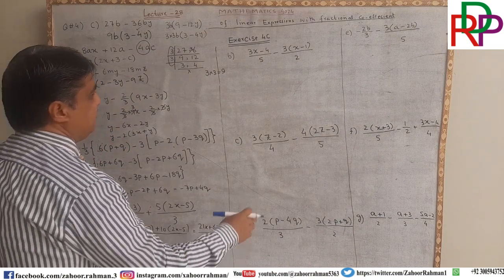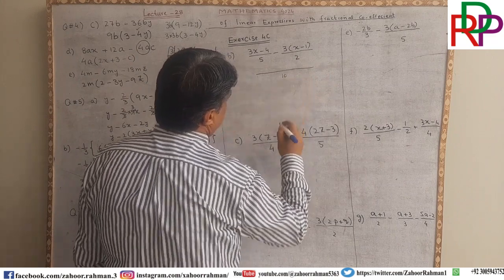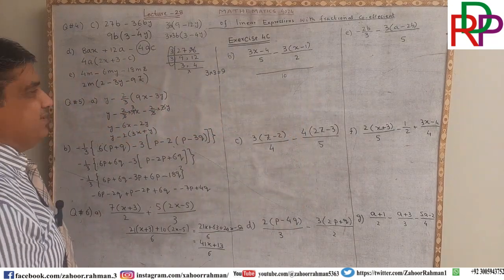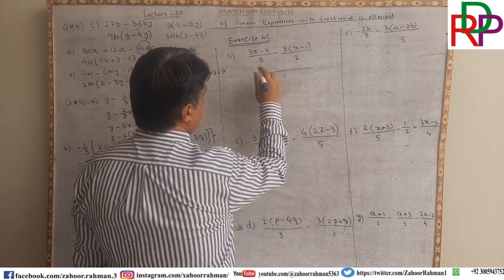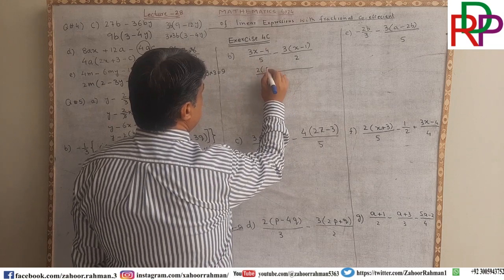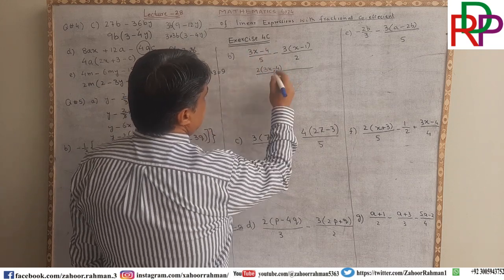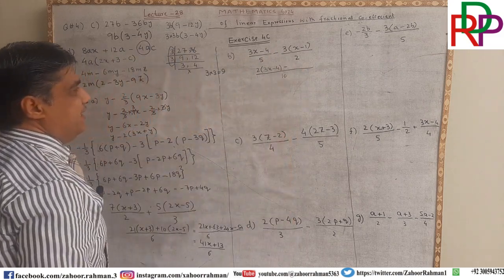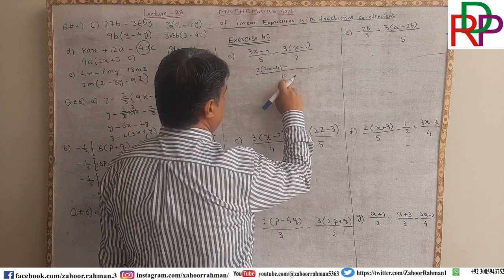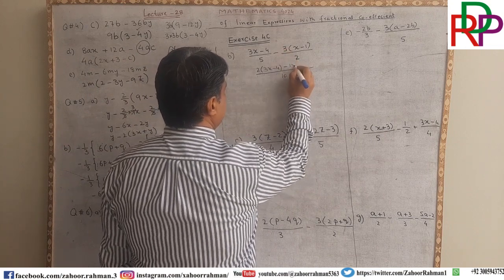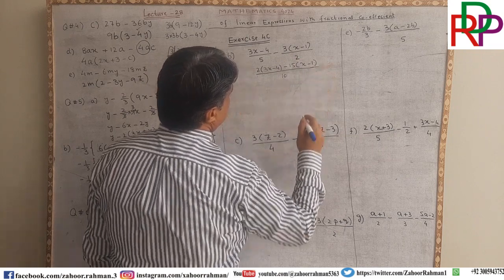Now let us turn our focus to this one. Here I am taking 10 as the LCM. When 10 is divided by 5, it will give you 2, and you have to multiply this 2 with this expression. Now the minus symbol will come in its place. When 10 is divided by 2, it will give you 5, and 5 threes are 15, and x minus 1 is the answer.